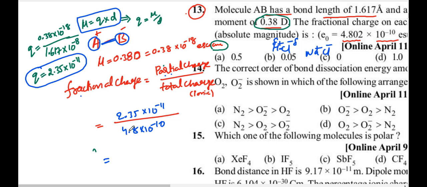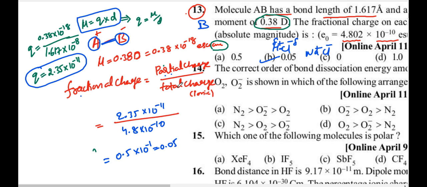See, 1 by 2 means 0.5. This is the 10 power minus 10. If we take it up, plus 10. 0.5 into 10 power minus 1, that equals 0.05. Okay, B is the answer. B is the answer. Got it?